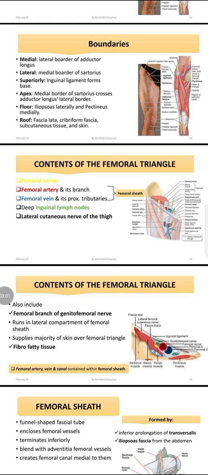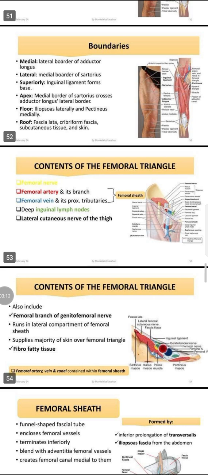So we have the floor as well. The floor is going to be formed by the psoas laterally and pectineus medially. The roof is the fascia lata, cribriform fascia, subcutaneous tissue, and the skin.